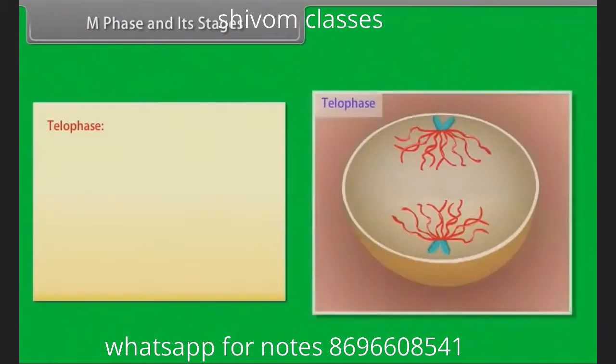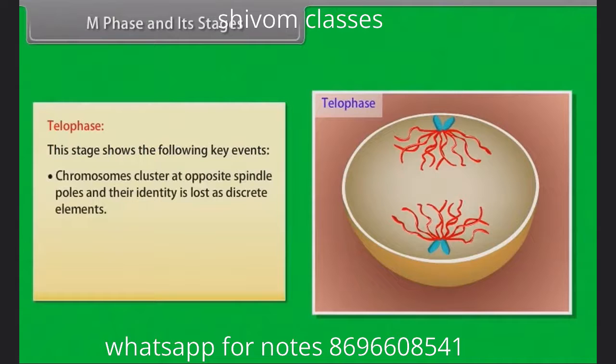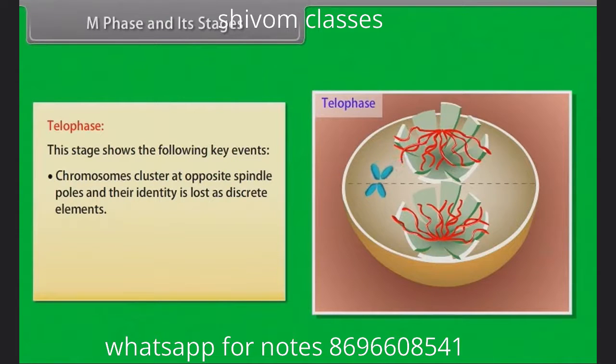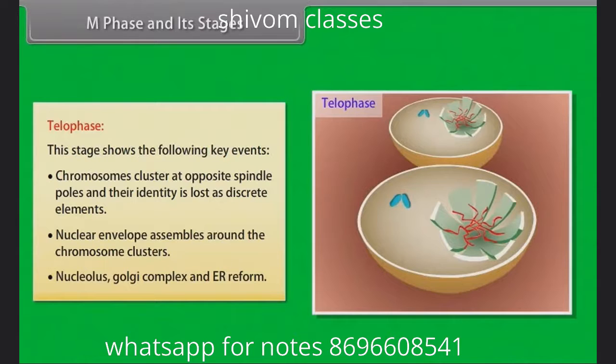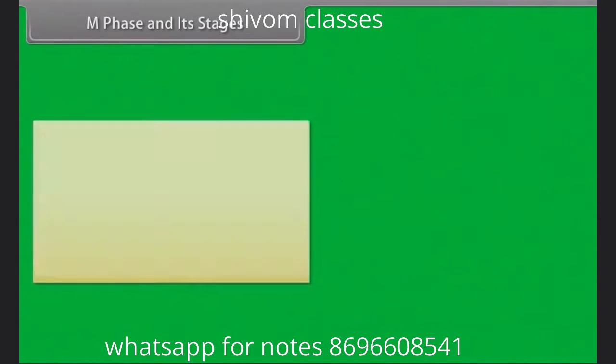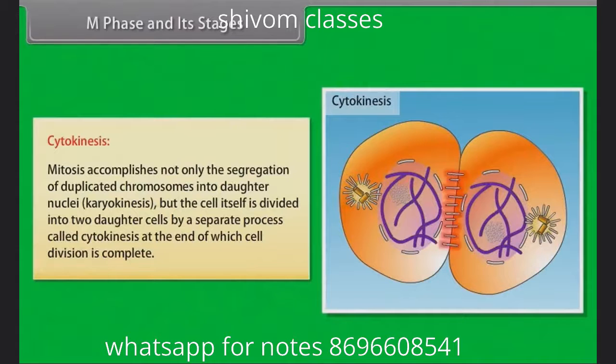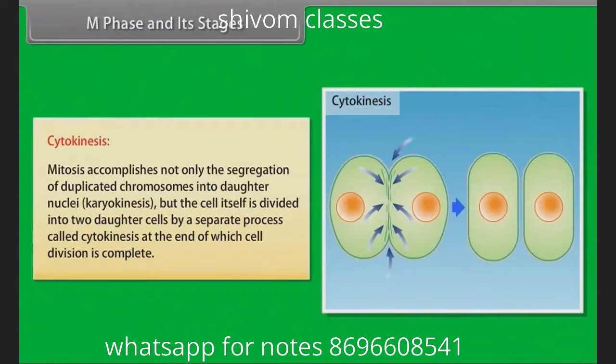Next stage is telophase. It shows the following key events. Chromosomes cluster at opposite spindle poles and their identity is lost as discrete elements. Nuclear envelope assembles around the chromosome clusters. Nucleolus, Golgi complex, and ER reform. Do you know that mitosis accomplishes not only the segregation of duplicated chromosomes into daughter nuclei, karyokinesis, but the cell itself is divided into 2 daughter cells by a separate process called cytokinesis, at the end of which cell division is complete.